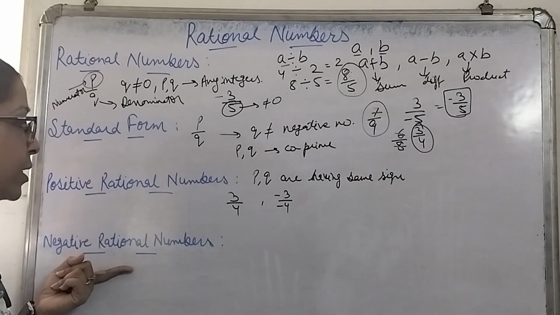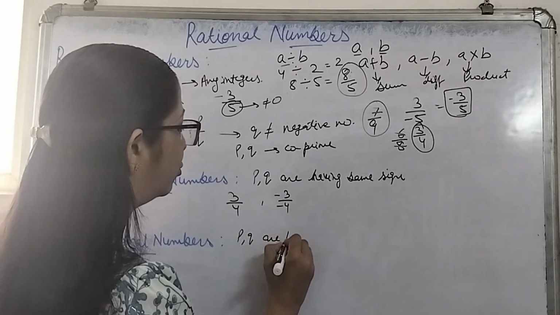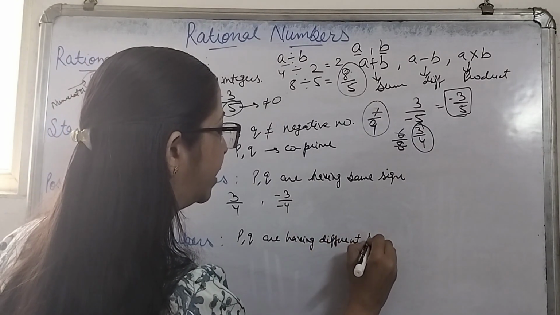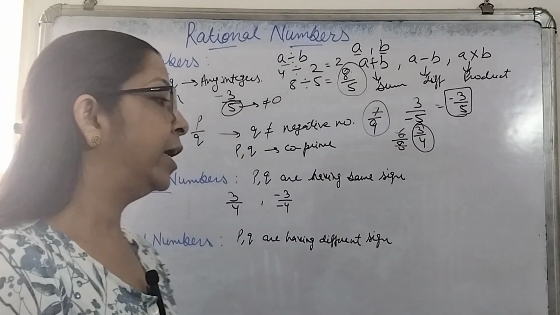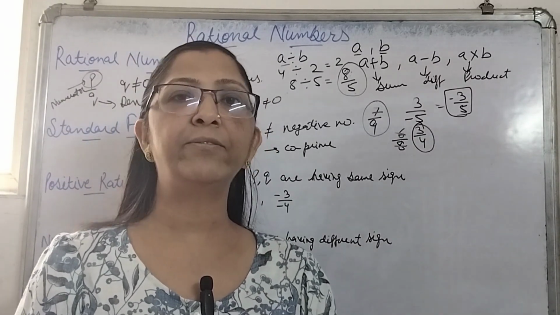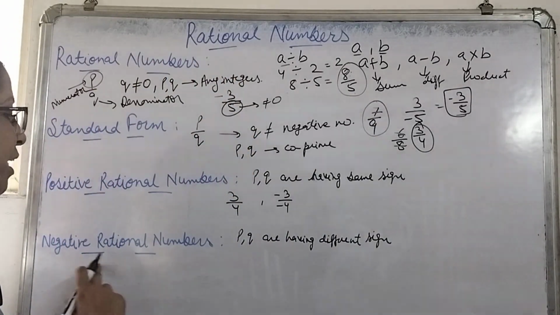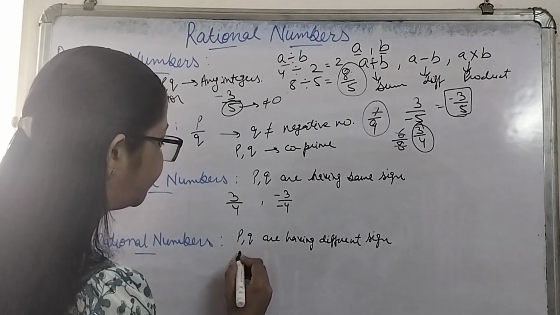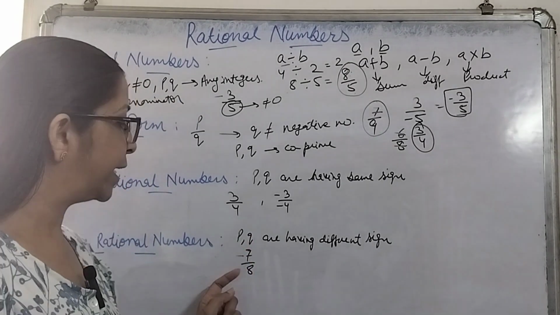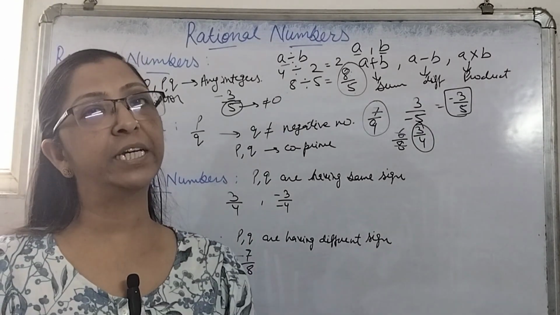Then what is a negative rational number? If P and Q have different or opposite signs, if the numerator is positive and the denominator is negative, or if the numerator is negative and the denominator is positive, then such rational numbers are known as negative rational numbers. An example could be minus 7 upon 8. Here the numerator is negative and the denominator is positive. So if we divide it, the quotient will be negative only.